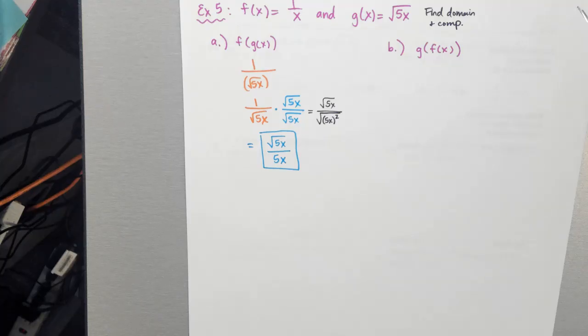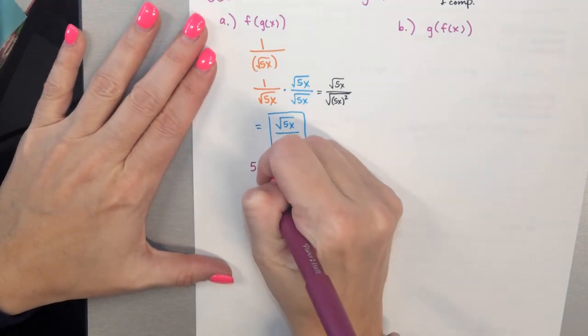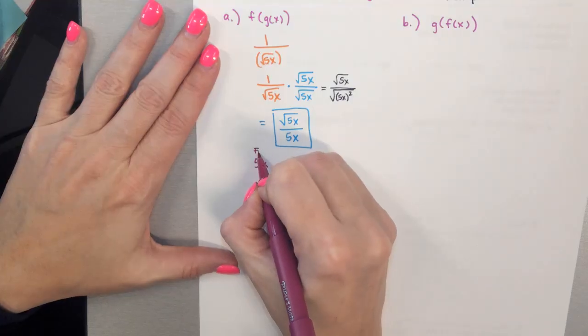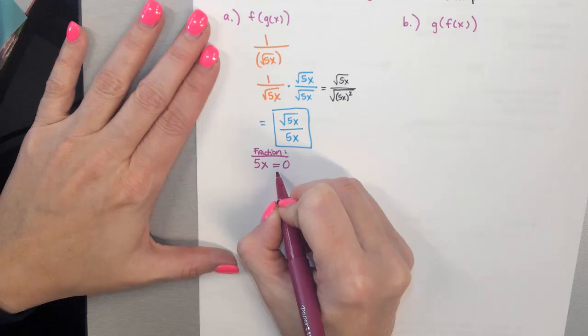Okay, so remember you're asking yourself 2 questions. The first question is, is there a fraction? Yes. If there is, then you set the denominator equal to 0 and you solve. But your second question is also going to be true. Because you have a fraction, you set the denominator equal to 0 and solve.